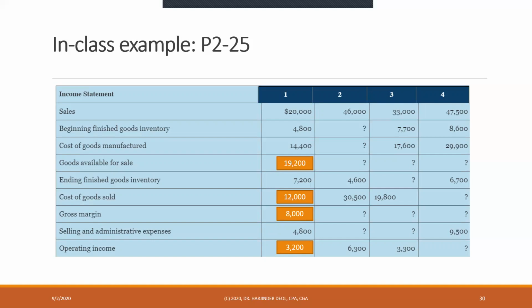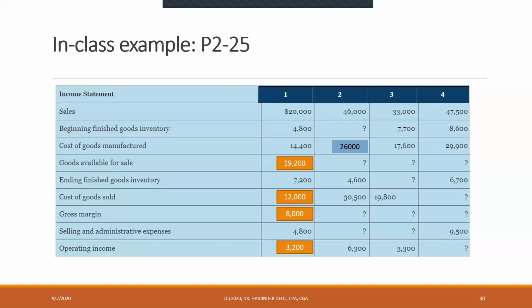Okay, in case 2, we have a few missing numbers. We're not given the beginning finished goods inventory, nor are we given the cost of goods manufactured. Now, keep in mind, this was a continuation of the earlier cost of goods manufactured calculation that we looked at a couple of slides ago. So the first thing that we should do is copy down the number we had computed in that slide. And so for case 2, the cost of goods manufactured was $26,000. That actually helps us a little bit, okay?